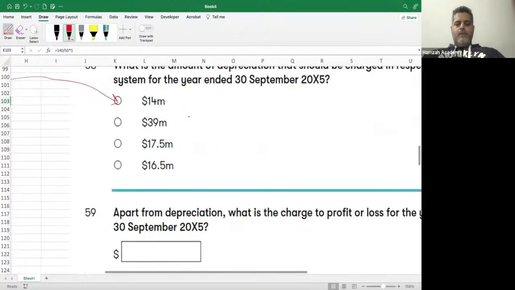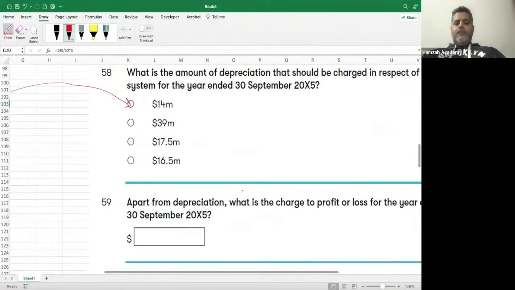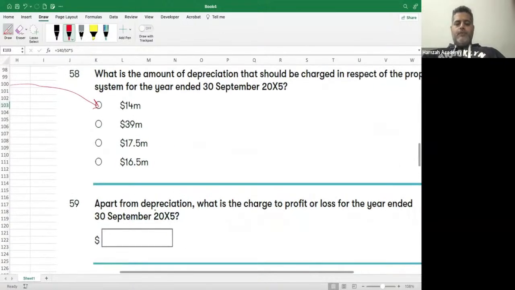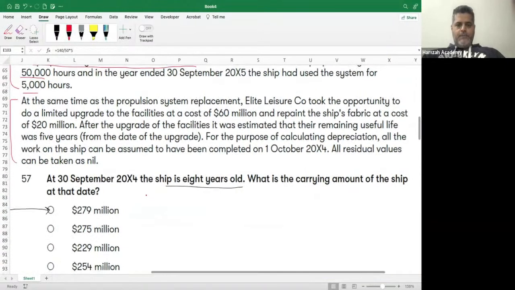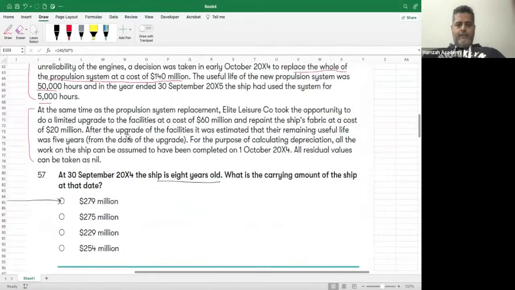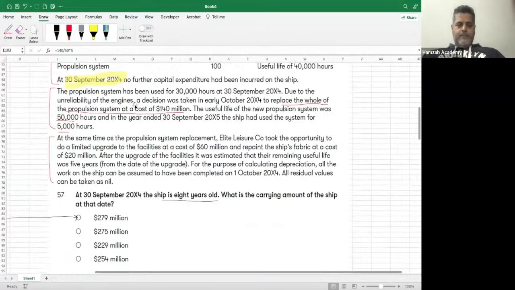Now, it's asking, apart from depreciation, what is the charge to profit or loss for the year ended 30th September 25? It's asking what should be charged to profit or loss, right? Now, let's just go back. We have replaced the item.